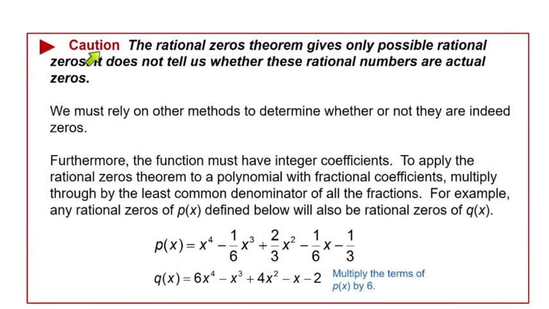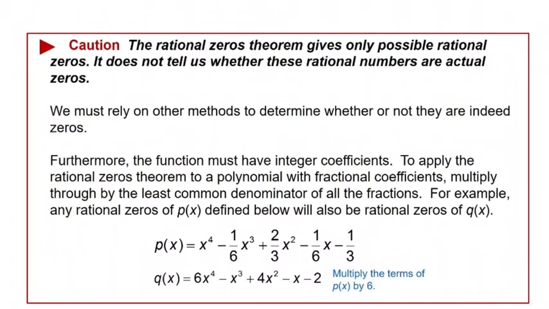This slide is just a reminder that the rational zeros theorem only gives us the possible rational zeros. Remember, it gives us a long list of possible zeros. It doesn't tell us whether these numbers are actual zeros. We had to go through the synthetic division and the factoring process to find the actual zeros. But the possible list of numbers is a little longer.